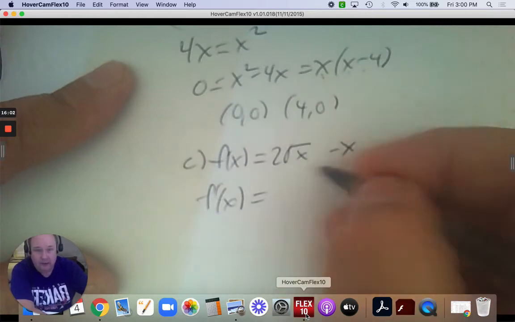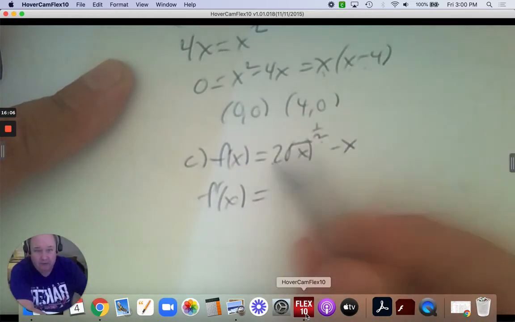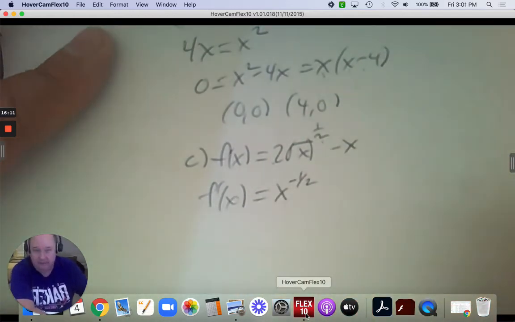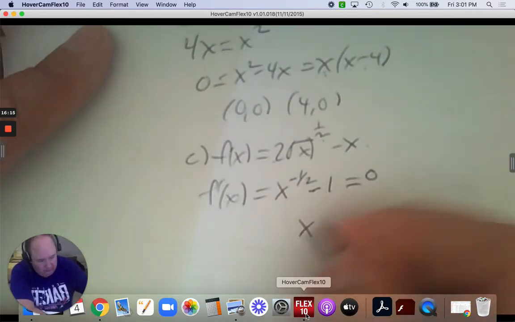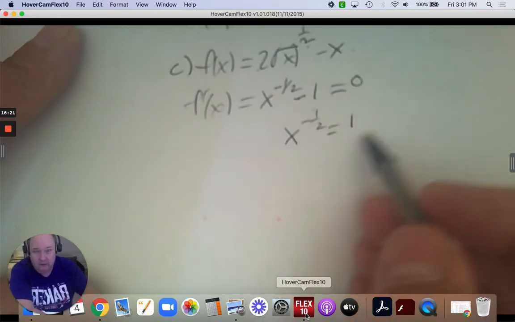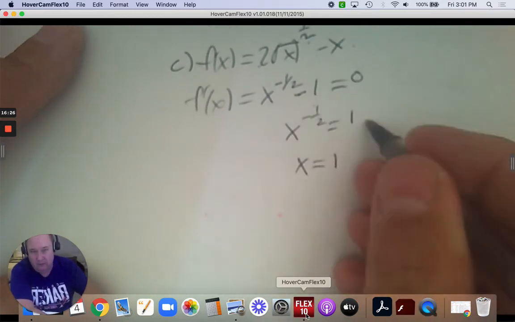Remember, this is like to the 1/2, so I'll even just write it to the 1/2. So 1/2 times 2 is 1. Subtract 1 from the exponent, and it's negative 1/2. Negative x is negative 1. Make it equal to 0. Add 1 to the other side. The solution to this is, since it's equal to 1, that x must be 1. So 1 to any exponent equals 1.